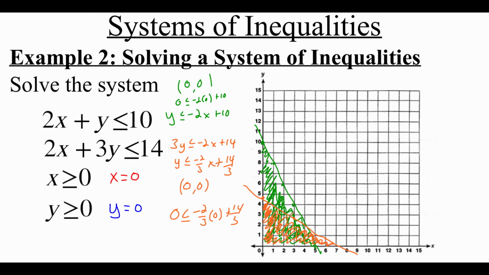So we've got this small little space right in the corner of this first quadrant that I'm going to shade in bright pink. This region that I'm shading right now is the overlap between all 4 inequalities that we just drew out. So that's our solution set.